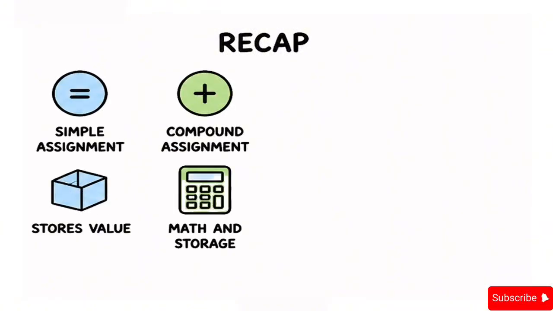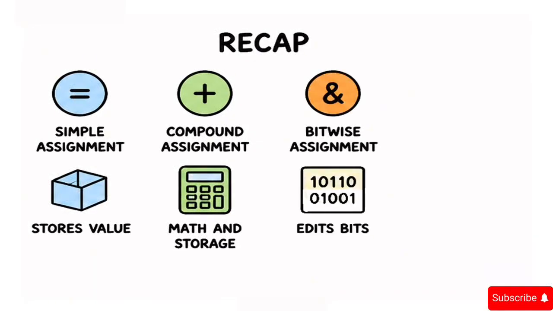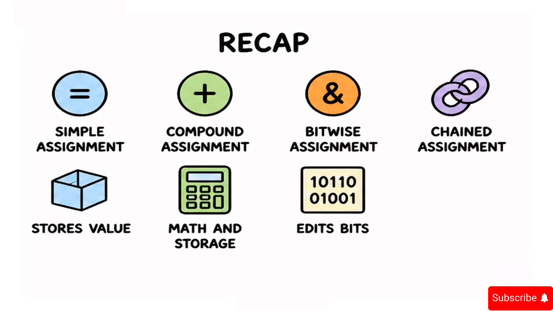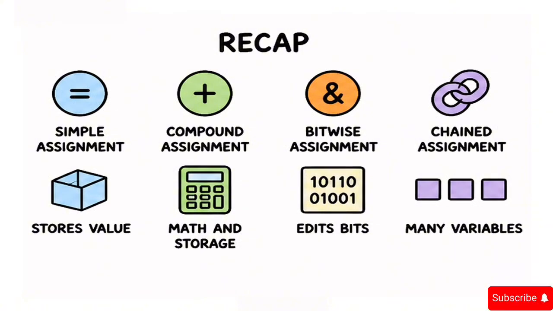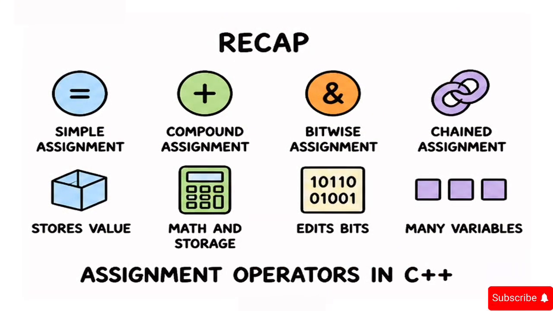To recap, simple assignment stores a value. Compound assignments combine math with storage. Bitwise assignments edit bits. And chained assignments set many variables at once. These are the assignment operators in C++.